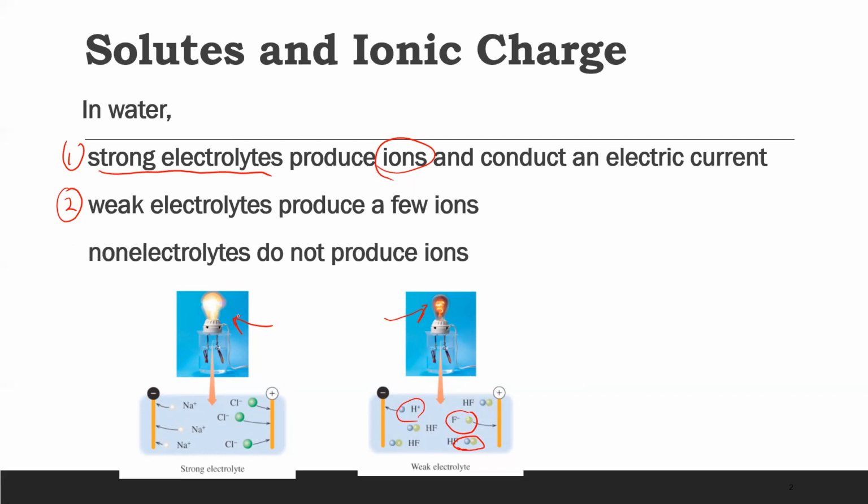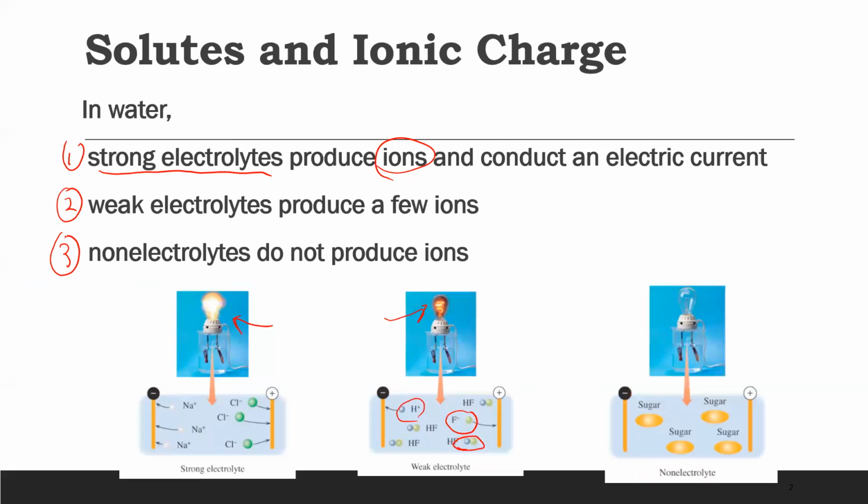The last example is a non-electrolyte. Non-electrolytes are non-conductors. They don't produce any electricity. Why? They don't produce any ions. They do not dissociate into charged particles. So here's an example of a non-electrolyte, sugar. Sugar remains as a covalent compound which is neutral with no individual charges. As a result, if there is not a charge, the current cannot be conducted and there is no light. We see right here, there is no light.